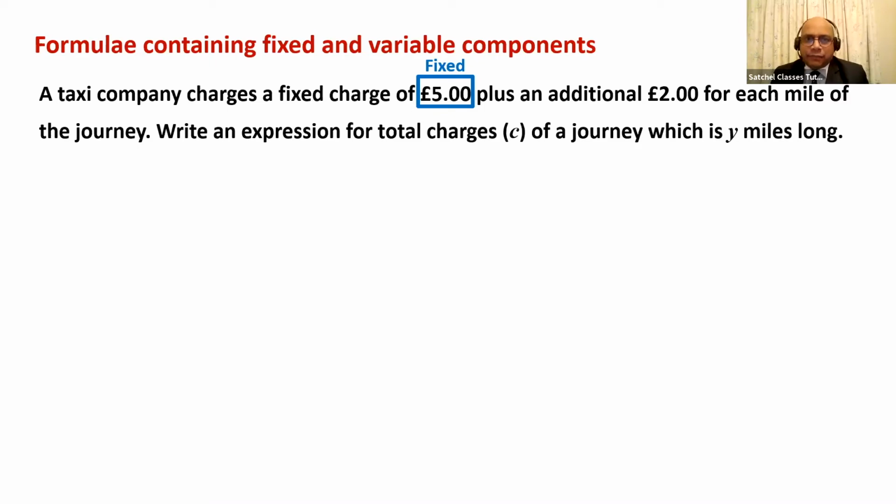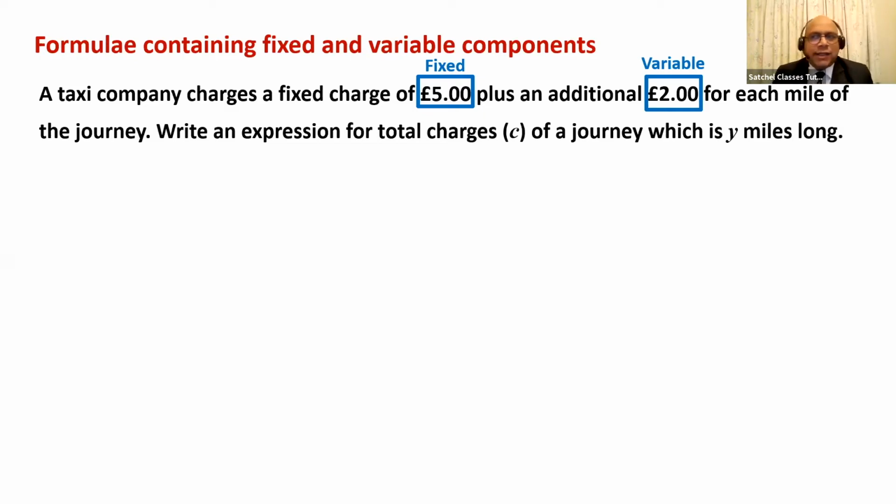So in this case, what's the fixed charge? As it's given, it's £5, because irrespective of the distance that you're traveling, you need to pay £5. That's a fixed charge. And then depending on the length of the journey, you pay £2 for each mile. So £2 is your variable component. £5 is fixed, £2 is variable.